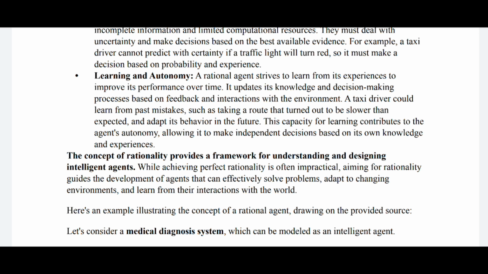The concept of rationality provides a framework for understanding and designing intelligent agents. It provides the concept of understanding problems and making decisions. So designing intelligent agents means intelligent thinking, and we are thinking and making decisions. The decisions we are making are correct and accurate.